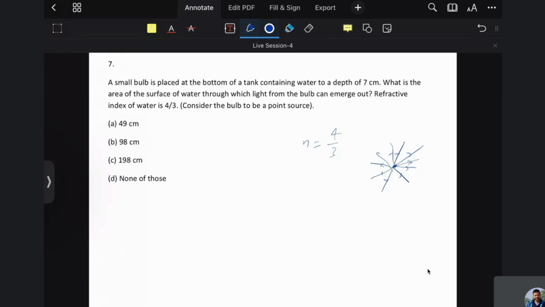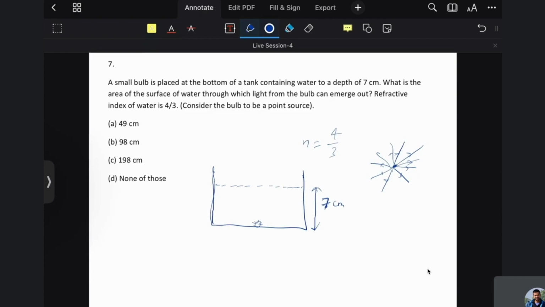Yes, sir. Okay, what does it ask? Can you explain a little bit? Suppose you take a tank containing some water, and a small bulb is placed in that tank. The light of the bulb can be transferred through the surface of the water and emerge from it.